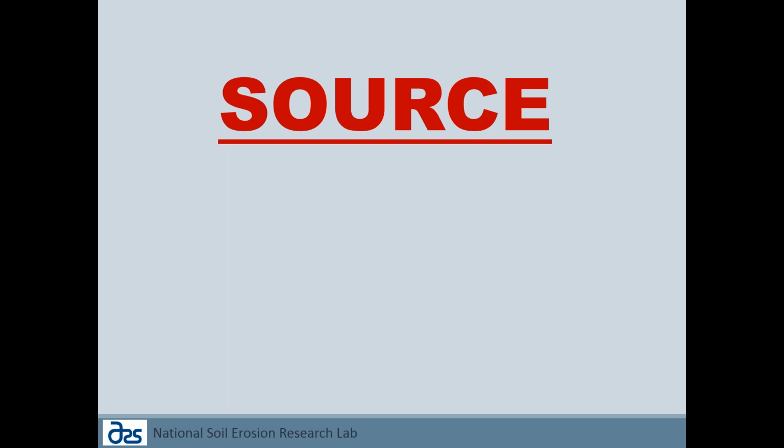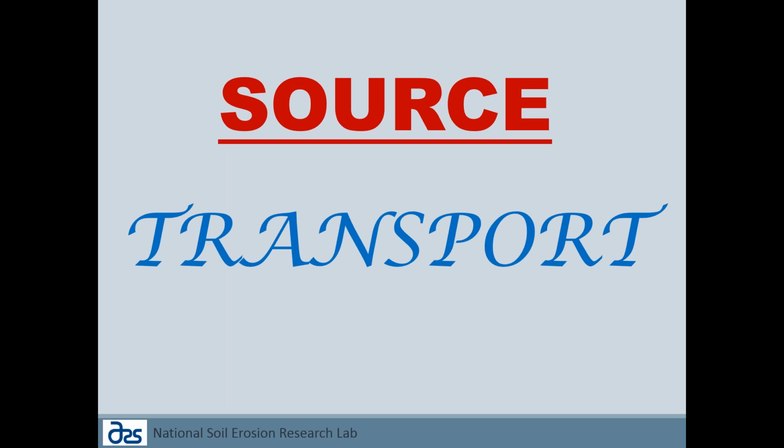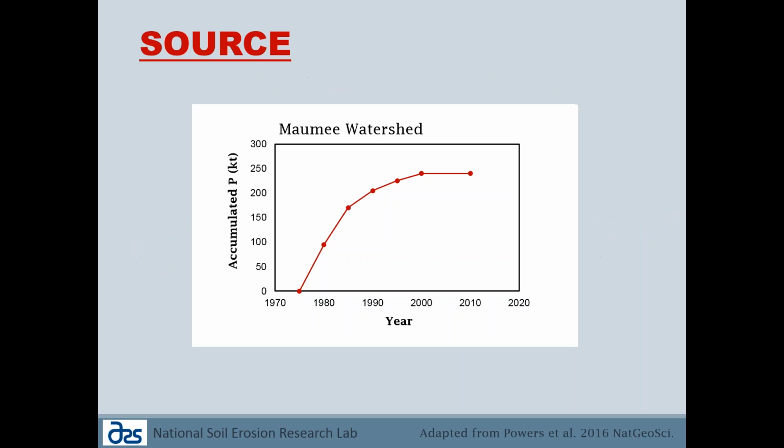And those are phosphorus sources on the landscape. In order for phosphorus to get into Lake Erie, there has to be a source of phosphorus somewhere. And also there has to be a way for that phosphorus to be transported from the field where it is applied into Lake Erie. So these are two of the main components that are controlling phosphorus loss.